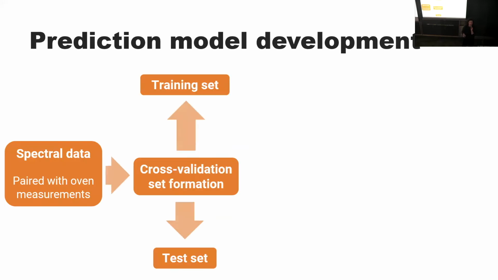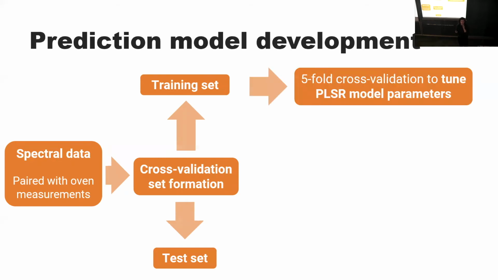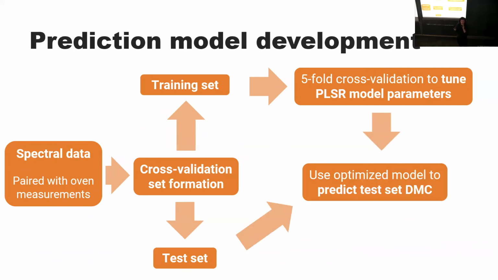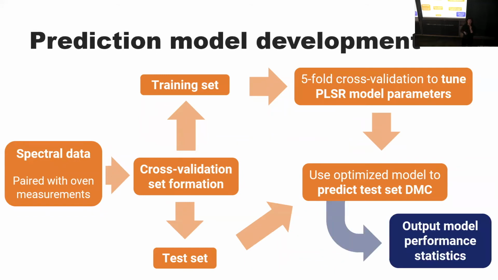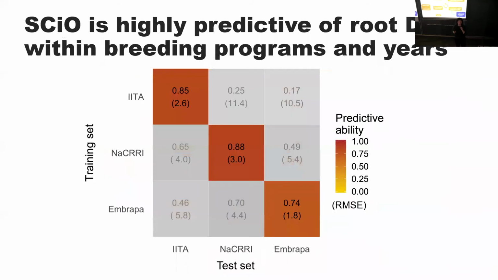Okay, so once we have these oven dry matter content measurements paired with our scans, we can use those to create prediction models. So I divide them into training and test sets, and then use 5-fold cross-validation to tune partial least squares model parameters with the training set, and then use the optimized model to predict our test set. I output model performance statistics like R squared, root mean squared error, and then I repeat this with different subsets of training and test sets.